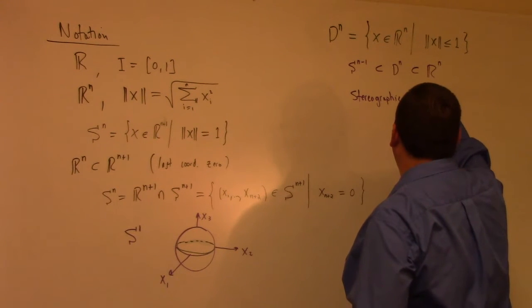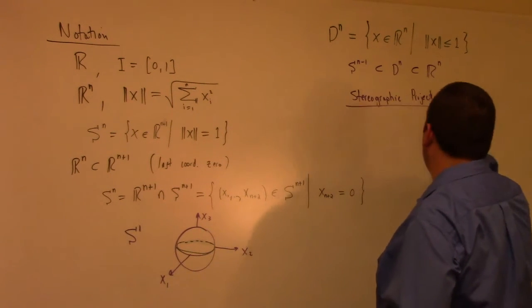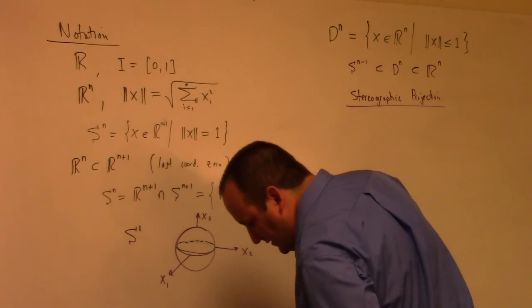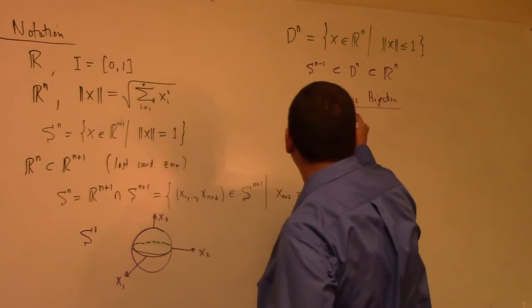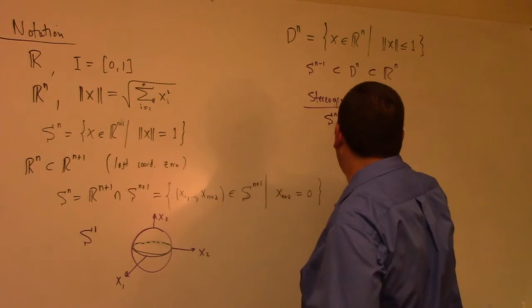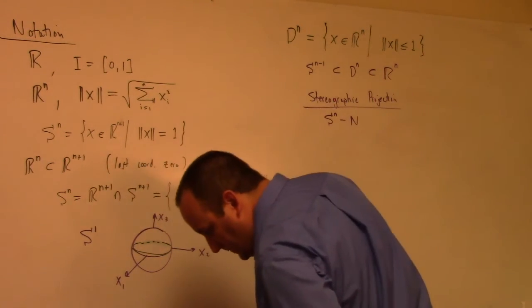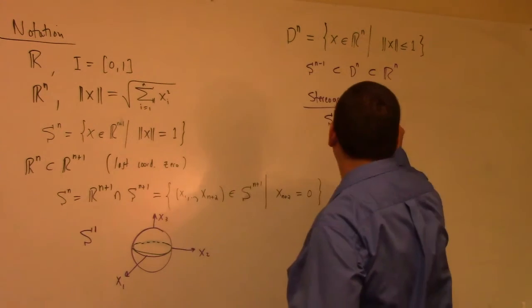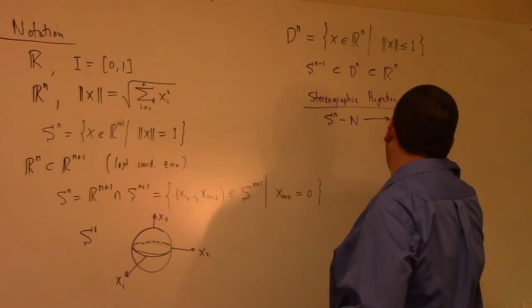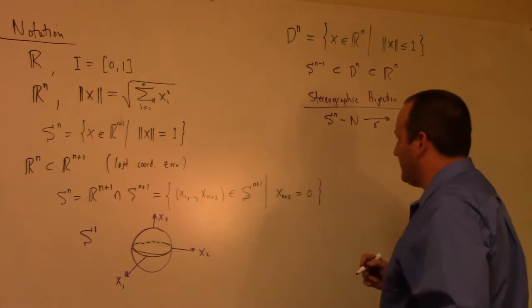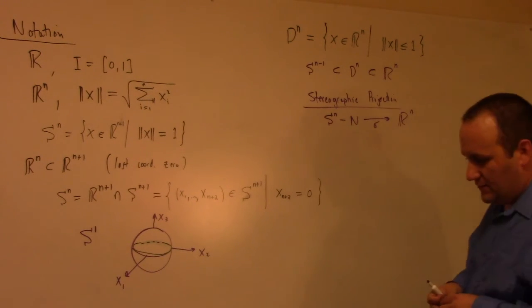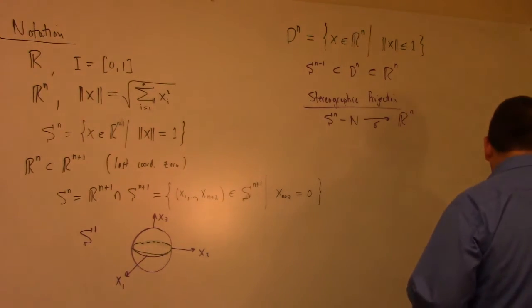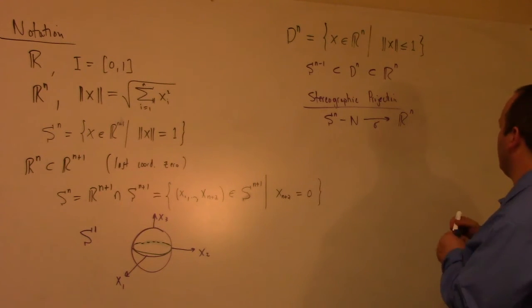So it's allegedly a homeomorphism from what? From Sn with the North Pole removed to Rn. And we're going to call this map sigma. Let's see here, I'm trying to remember what's a nice picture for this.